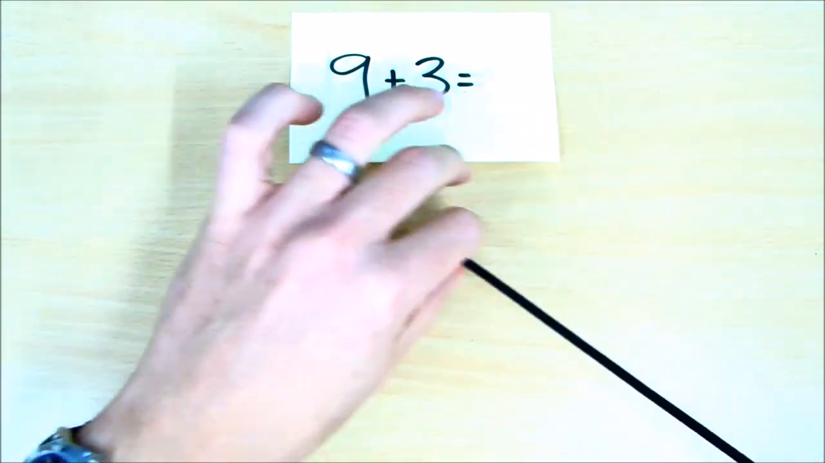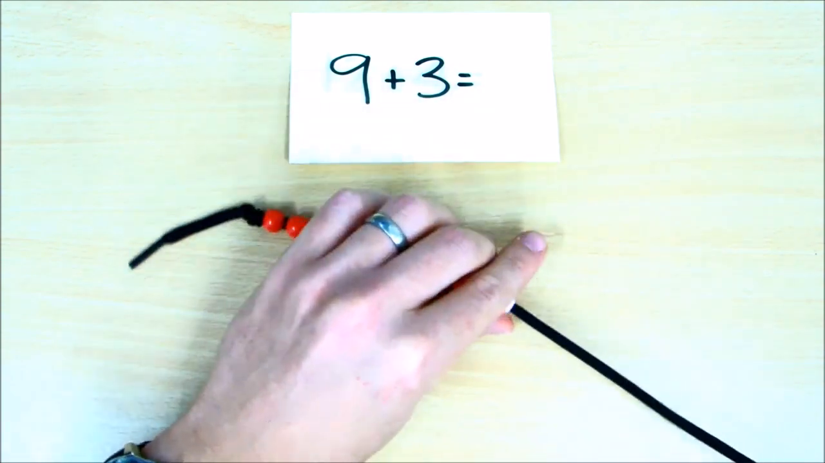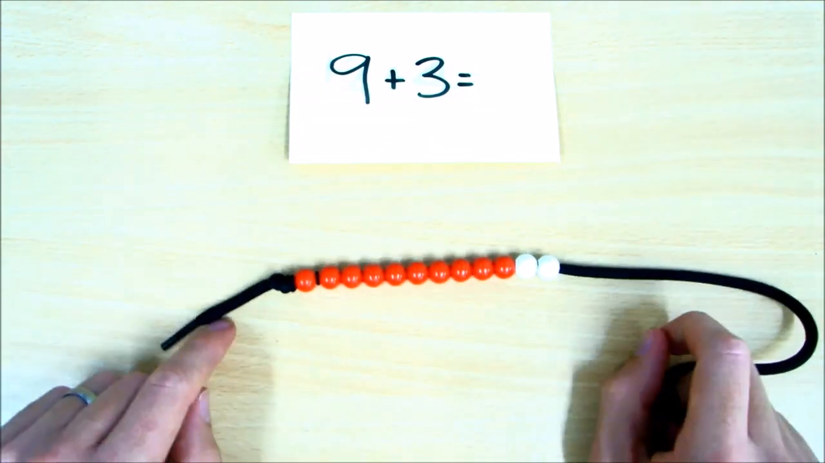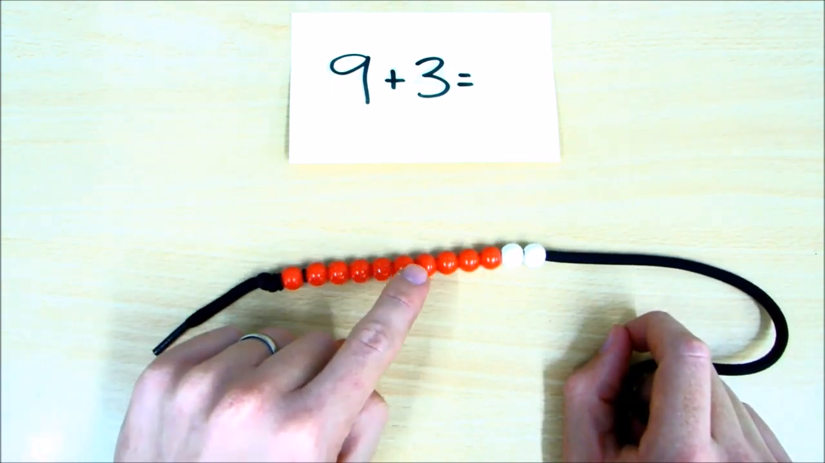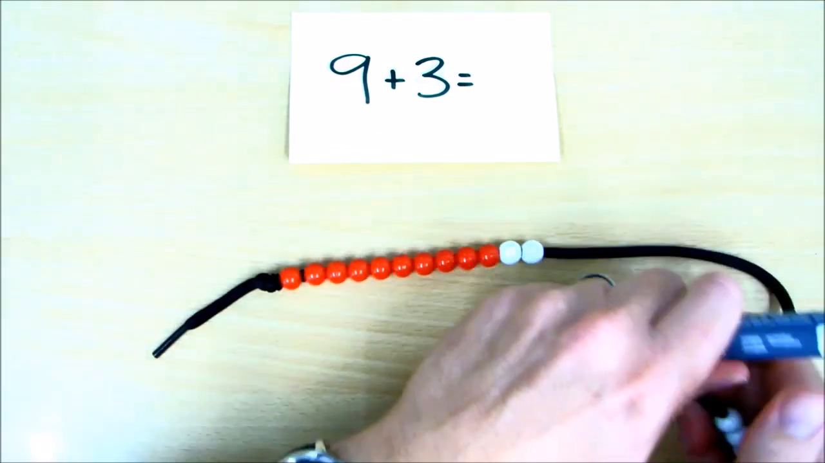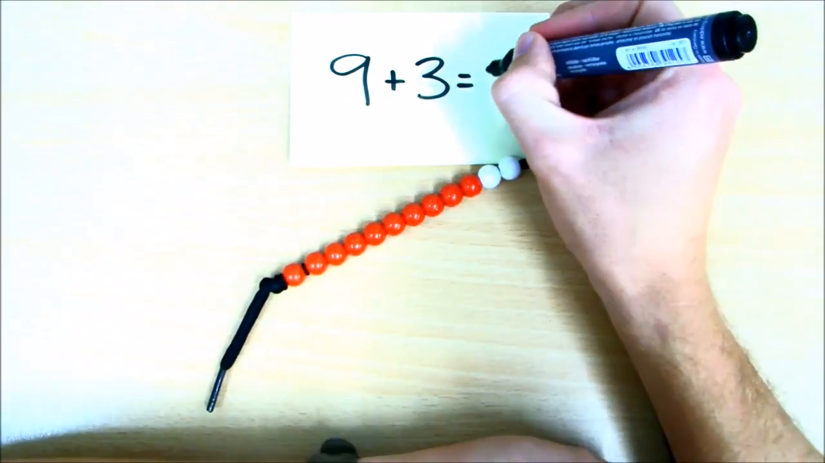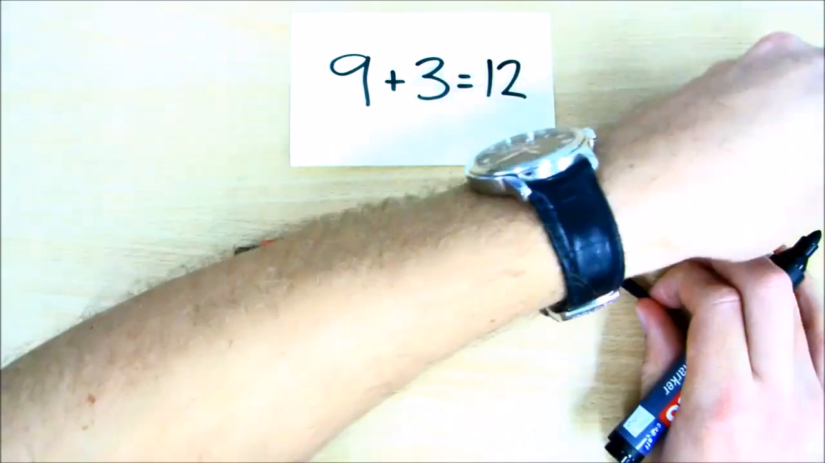So 1, 2, 3. So now we need to count the total number of beads all together. So it's 1, 2, 3, 4, 5, 6, 7, 8, 9, 10, 11, 12. So 9 plus 3 equals 12.